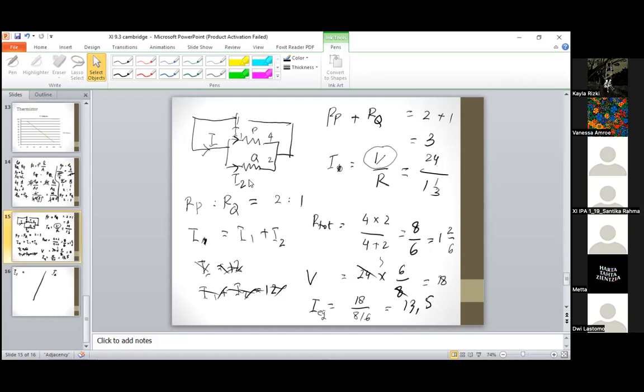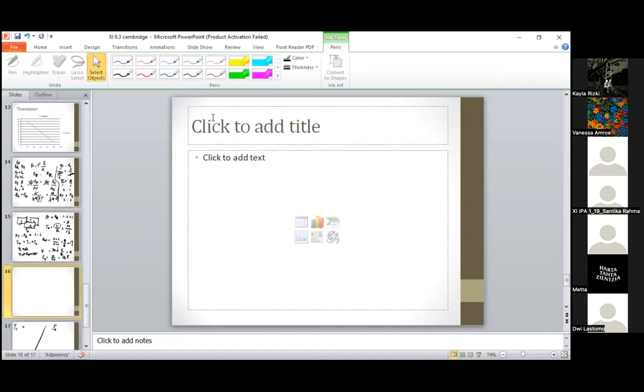I1. I1 bigger? Are you sure? Okay, I will go back to the law first, the Kirchhoff law first.